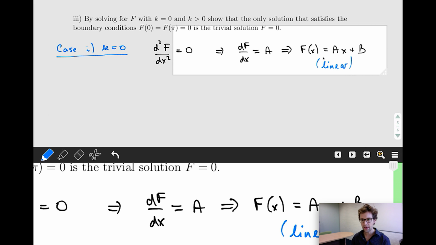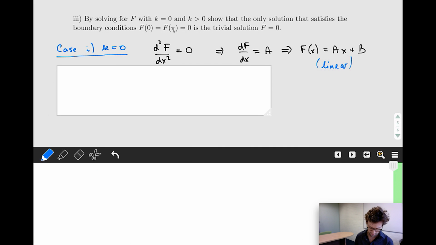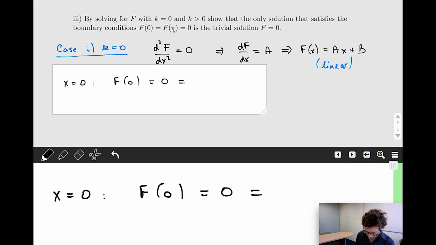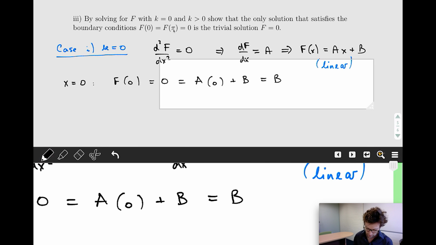Now, a and b are our constants of integration. To figure out what those are, we're going to have to make use of our boundary conditions, f at 0 and f at pi. So let's substitute in x equal to 0 and x equal to pi. So f at 0, we're told, is equal to 0. Substituting x equal to 0 into our linear solution gives me b equal to 0.